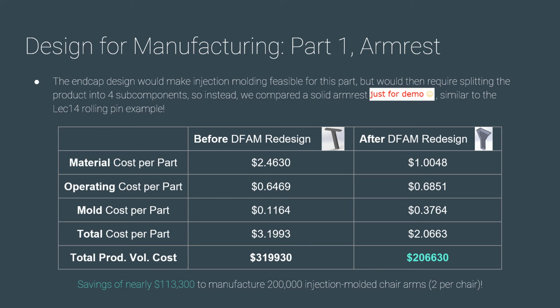Material costs drop dramatically, operating cost remains roughly the same, and mold cost only increases due to the humongous number of core plate surfaces with the ribs, bumping XO, MX, and other cost factors. In the end, each individual part saves us over $1.10, with our total volume helping shave off $113,000.